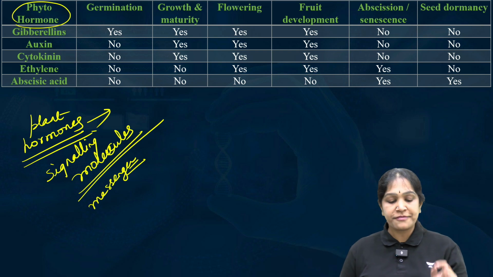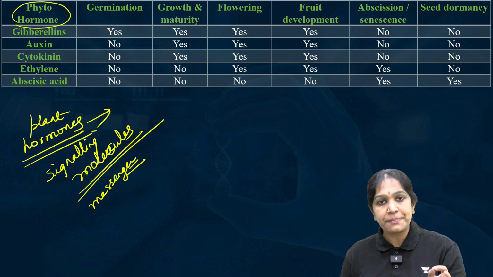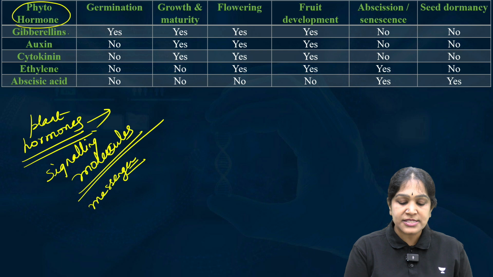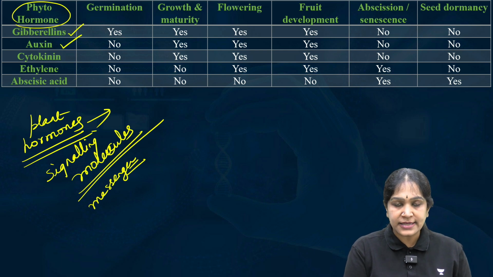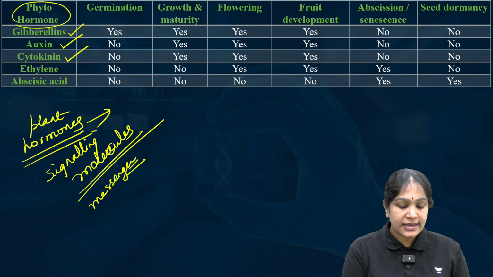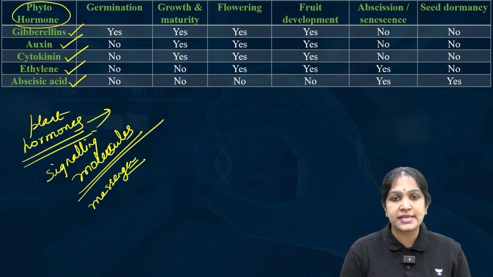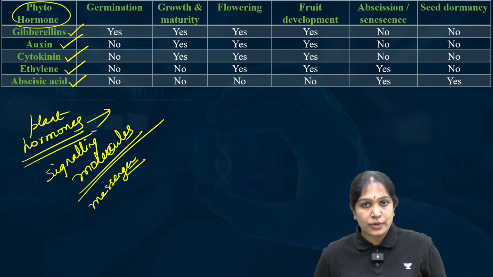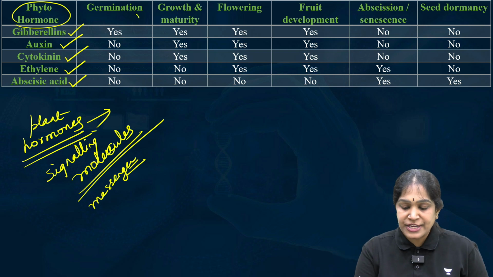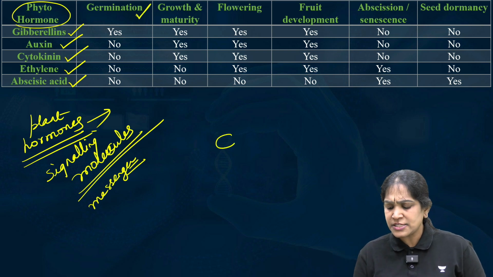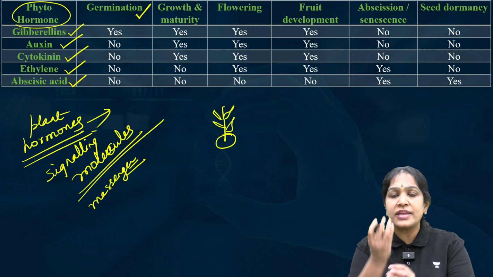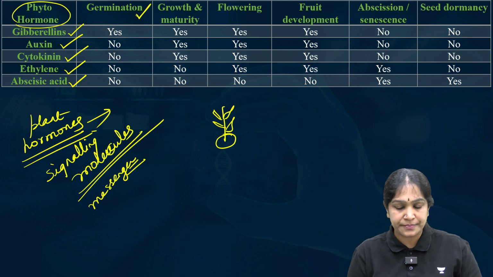Okay. We have 5 hormones in the plants. Importantly, we have other hormones also, but these are important. They are gibberellins, auxin, cytokinin, ethylene, the fruit ripening hormone, and abscisic acid. Now, let us say what is their role. Firstly, germination. Germination means what? The plant coming from the seeds. The plant growing from the seed is called germination.